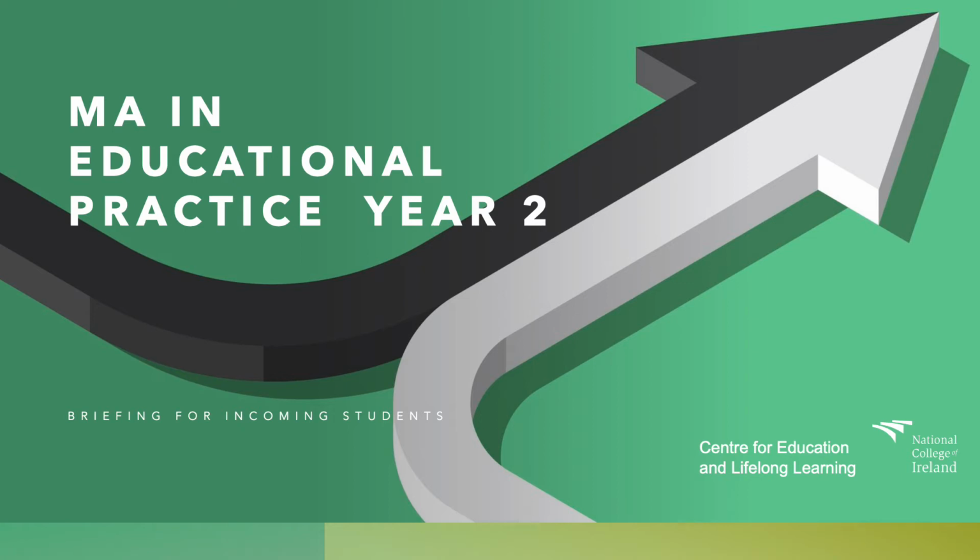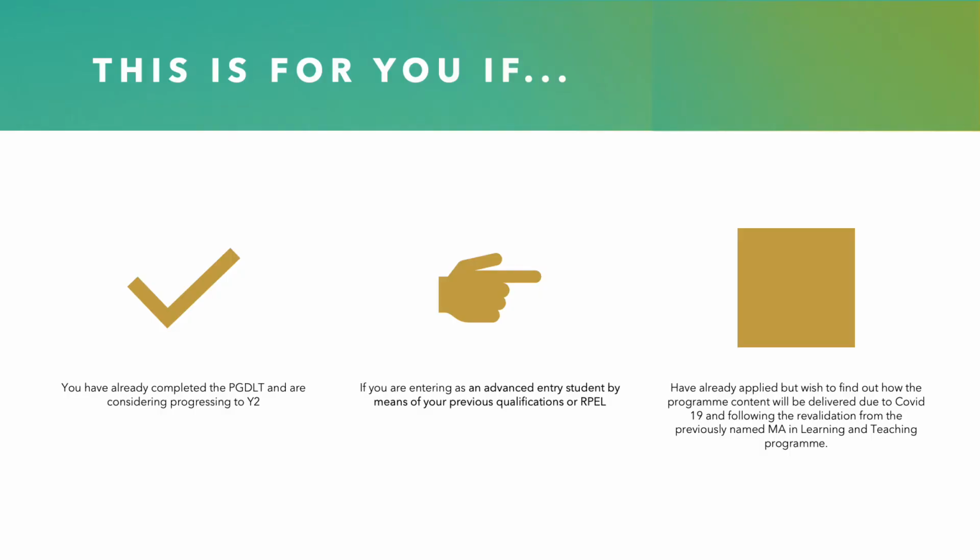This is a briefing for students who are considering the MA in Educational Practice Year 2. So this briefing will be of interest to you if you are a student who has just completed the postgraduate diploma in learning and teaching and are now intending or considering proceeding to Year 2, the dissertation year, to achieve the full Master of Arts in Educational Practice.